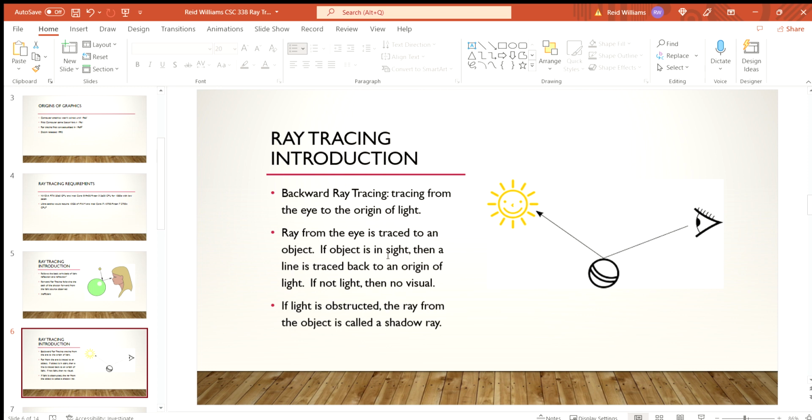The ray from the eye is traced to an object, whether it be flat or circular, opaque or otherwise. And then the line is traced back to an origin of the light. If there is no light, then there is no visual. And if the light is obstructed, the secondary ray that comes off of an object towards either another object or a source of light is called a shadow ray.